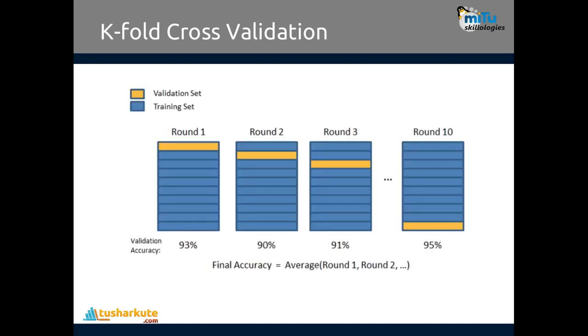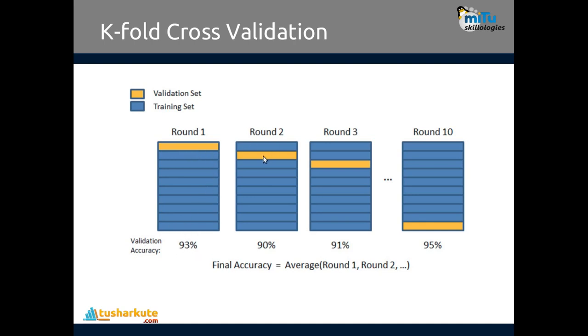Now let's see graphically how exactly this validation technique performs. Here, this is your data set, training data, and then I have converted it into k folds. So here 1 2 3 4 5 6 7 8 9 10. So the value of k is 10 here, so I have converted it into 10 parts. Now in the first round, the first part is taken and checked for the accuracy, that is 93% for example.